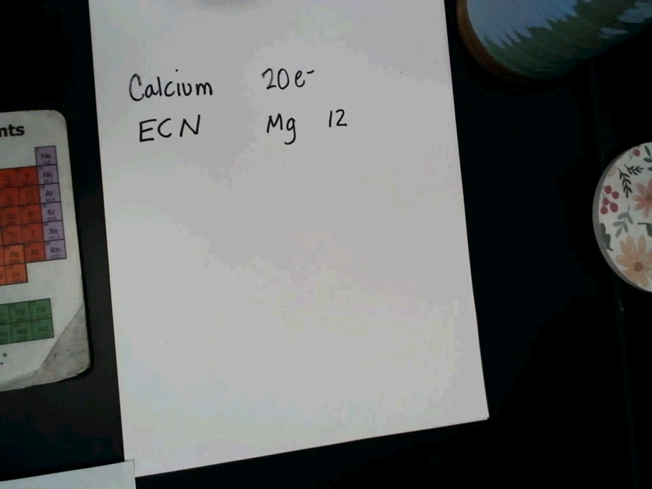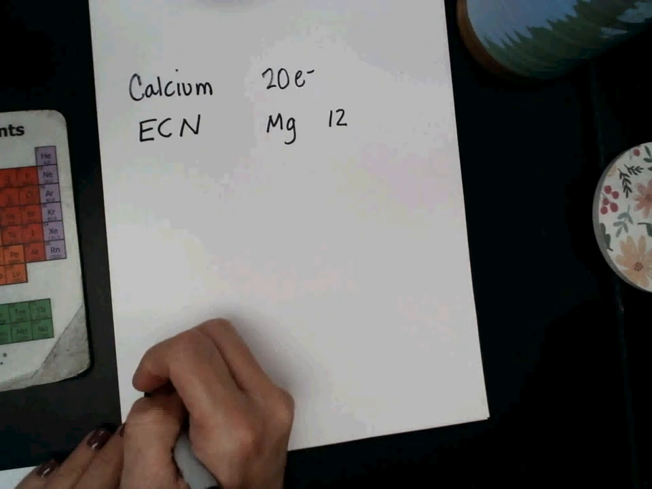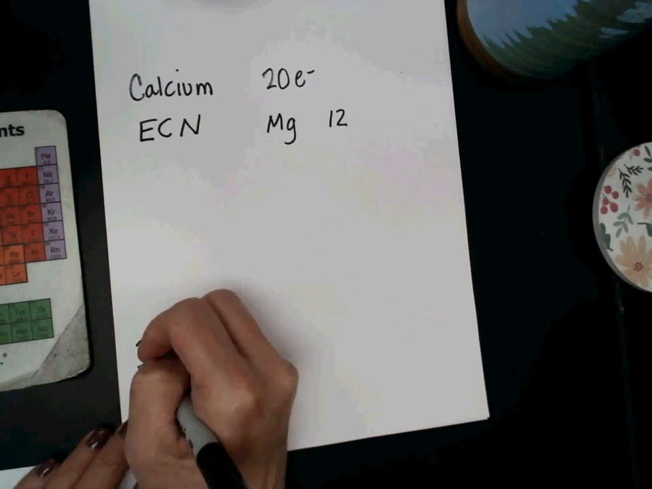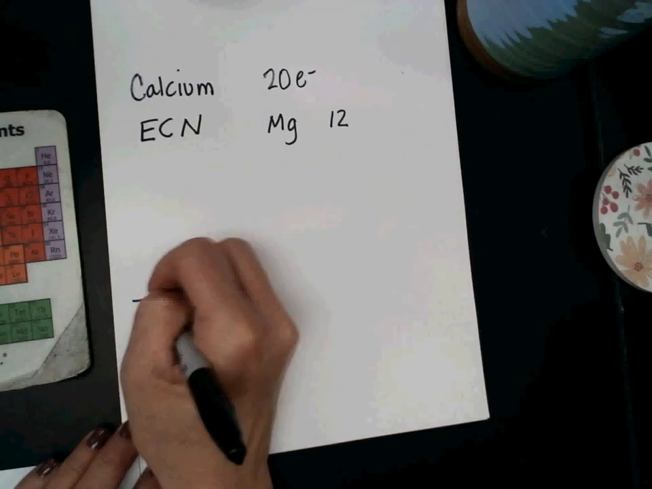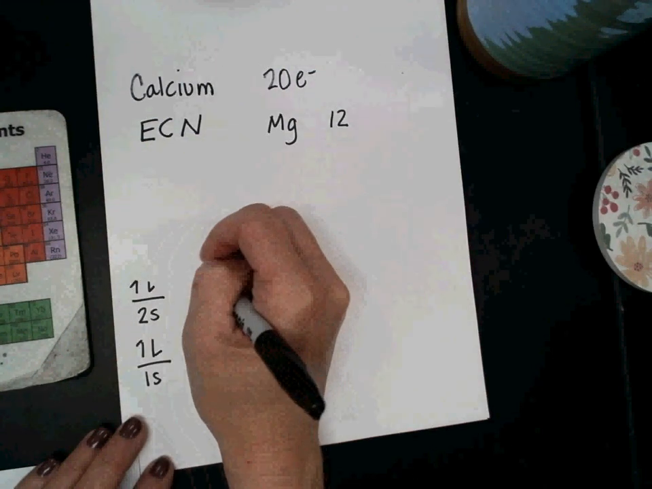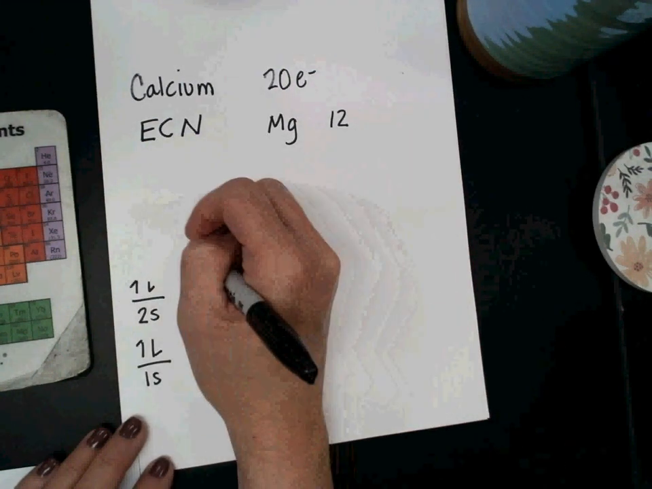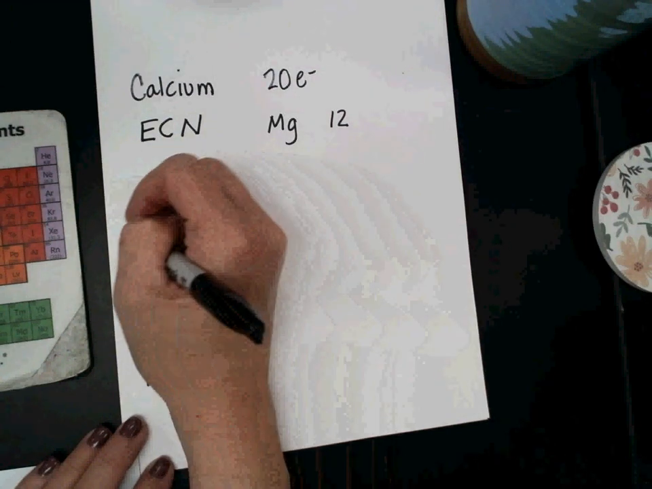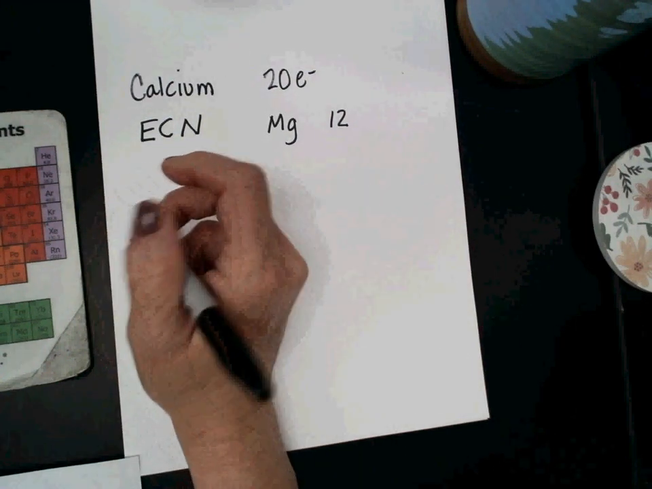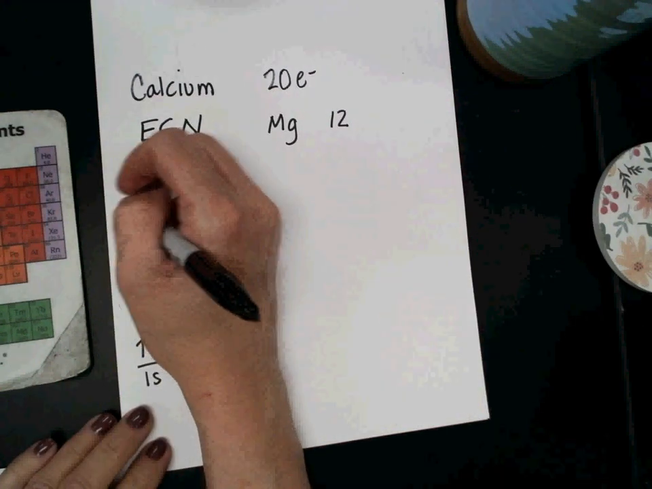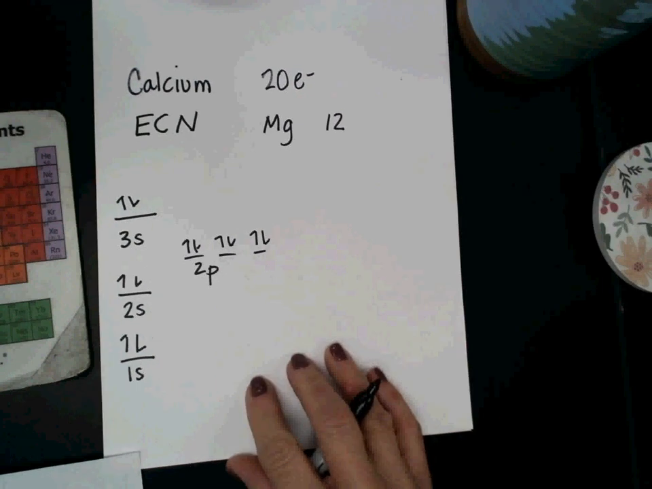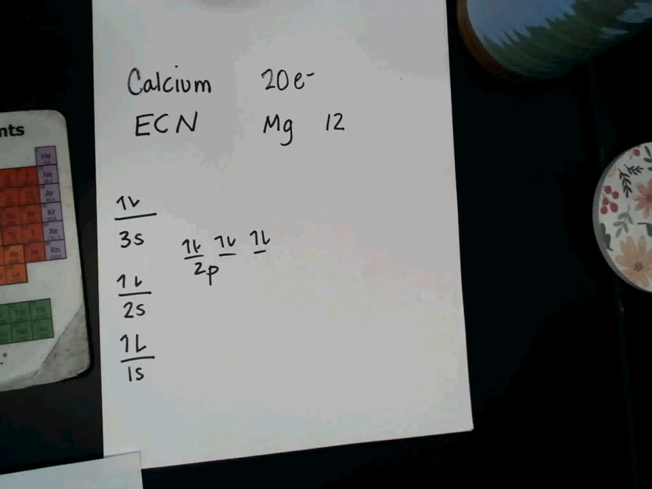Okay, so I want you to do electron configuration notation for magnesium. I'm going to do it too. And then we can check. But I want you to do it yourself. Don't just copy what I'm doing. Try it. Then when you're done, check with mine.